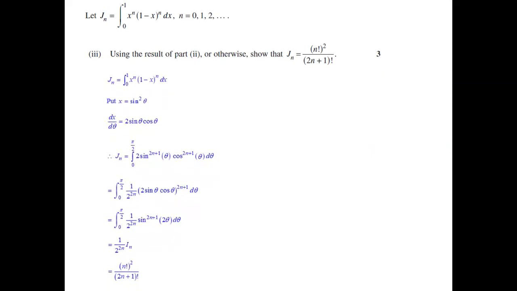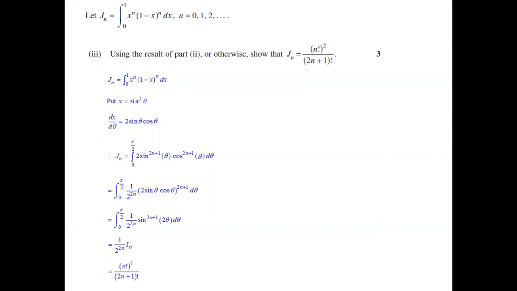The first one, students got to realize that the substitution here for x is sine squared theta. Differentiating sine squared, and then substituting into Jn, what they end up with is sine to the 2n plus 1 theta cos to the 2n plus 1 theta. They then realize they have the same power, 2n plus 1. So they bring it inside the bracket as 2 sine theta cos theta to the 2n plus 1, leaving in front of that 1 over 2 to the 2n. So that needs to be clearly shown in the working out here.